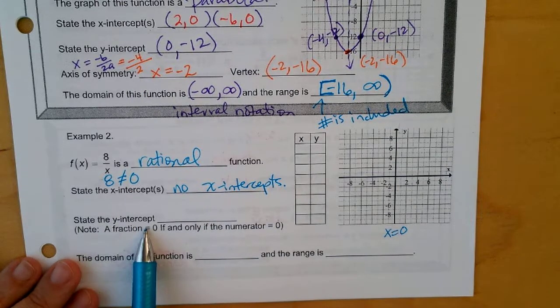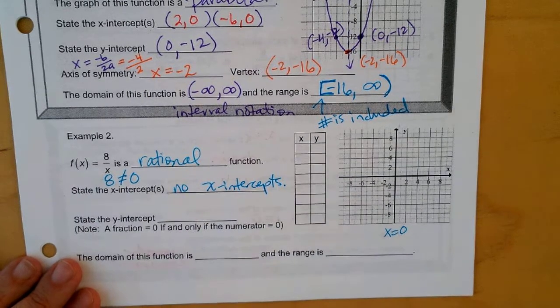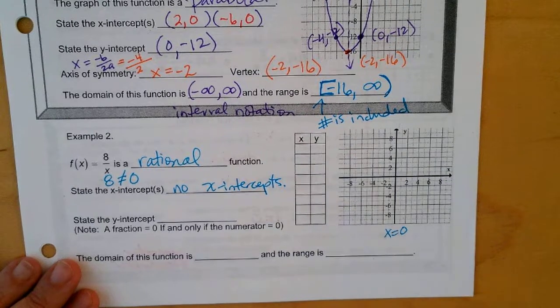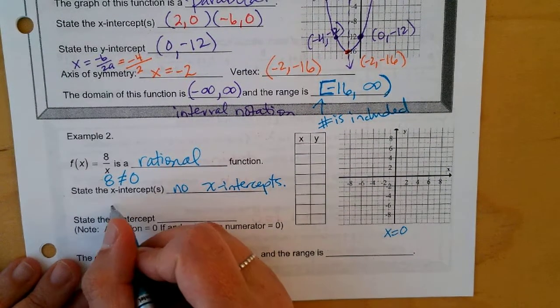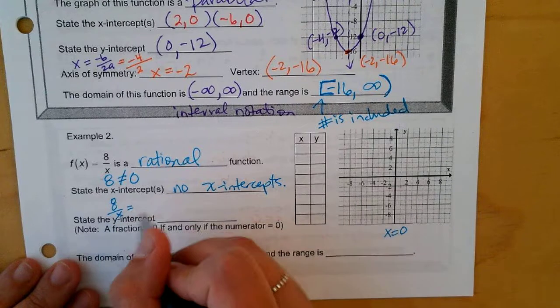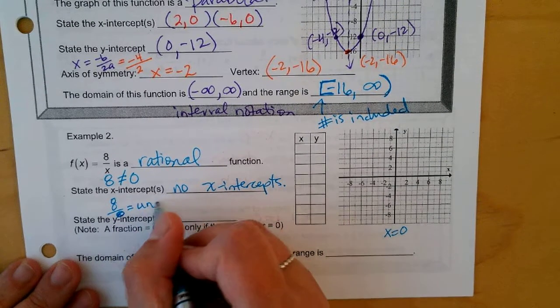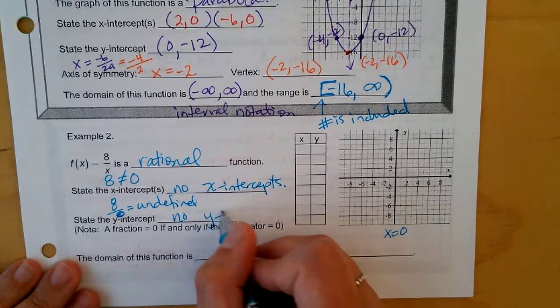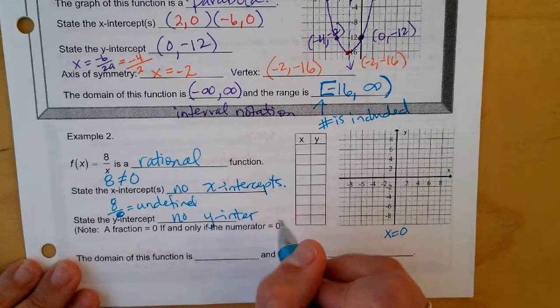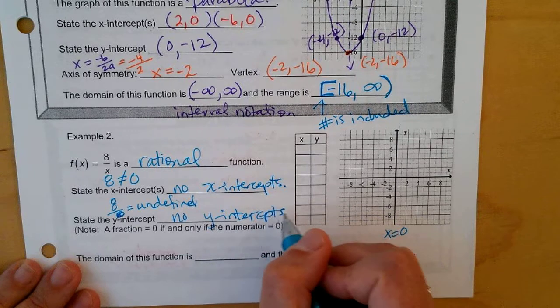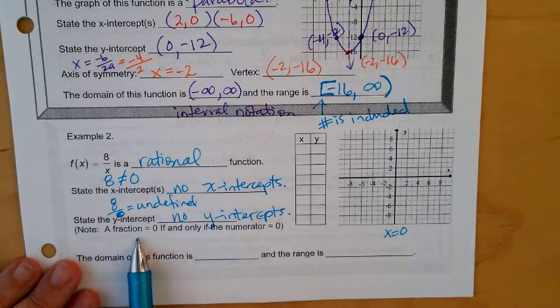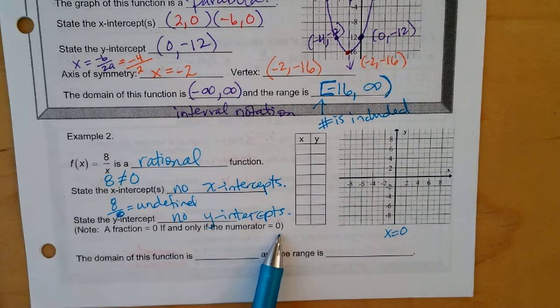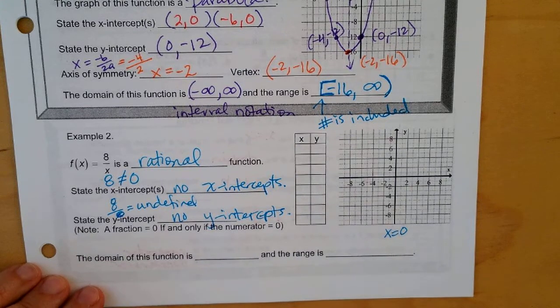So state the y-intercept. When I set y equal to 0, what happens? Or I'm sorry, when I set x equal to 0, what would happen? Yeah, I would get 8 over x, or 8 over 0 equals undefined. So therefore, there are no y-intercepts either. Intercepts. Okay? Because a fraction equals 0 if and only if the numerator equals 0, but not if the denominator equals 0. So what do you think the domain of the function is?